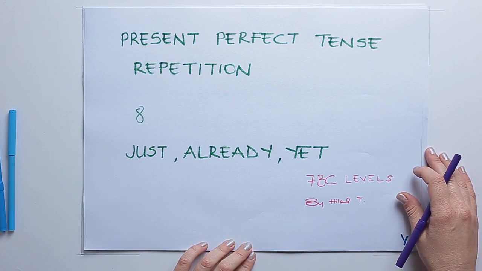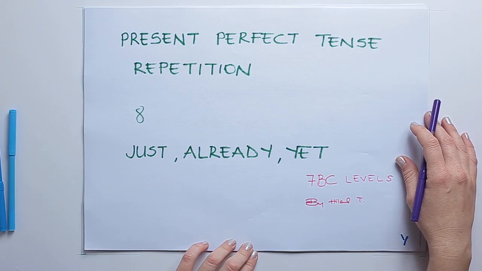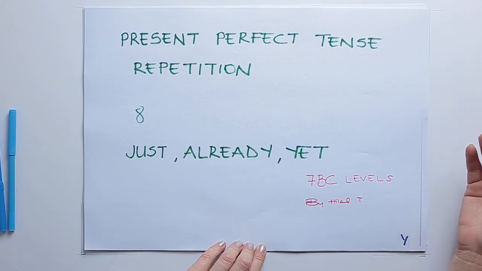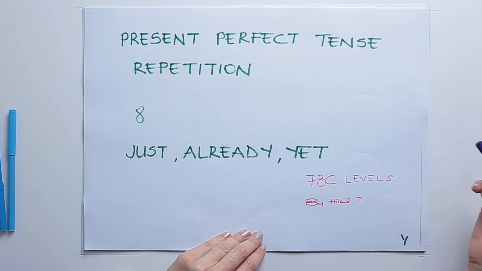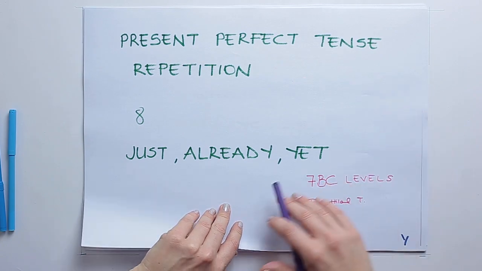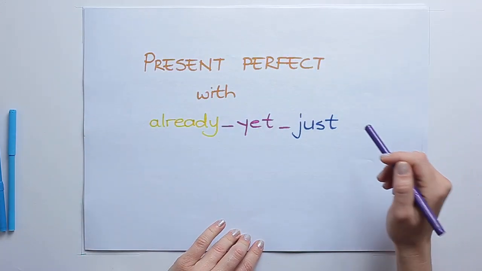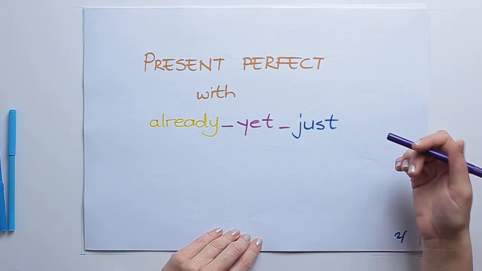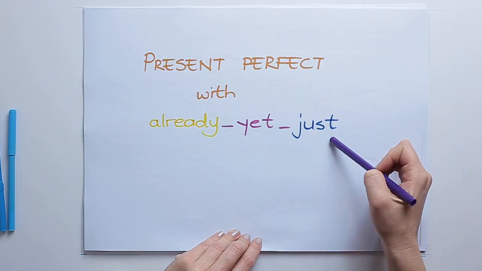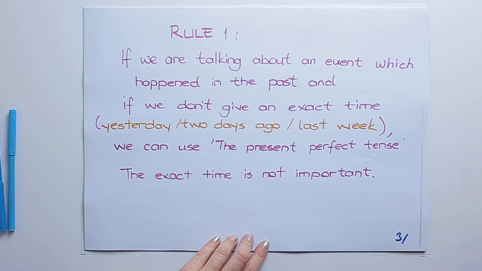Today we're going to be studying the present perfect tense, repetition, and activity, and we're going to learn how to use just, already, and yet in perfect phrases. Now, this lesson goes to 7 BC levels of our school. Now, let's begin. In this class we're going to learn how to use the present perfect tense with already, yet, and just. We're going to learn how to use them in perfect tense sentences.